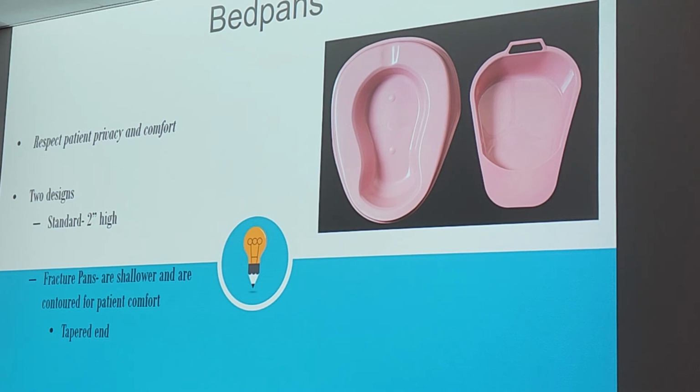So the standard bedpan is approximately 2 inches high. Fracture pans are shallower and contoured for patient comfort. And they have a tapered end, which makes placing it under the patient a little bit easier, especially if they're not able to lift their hips up.